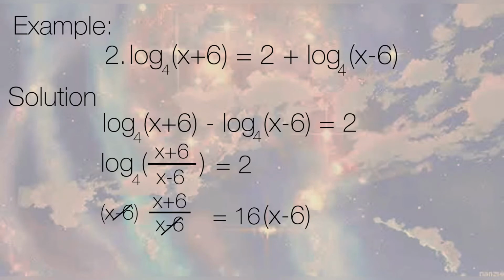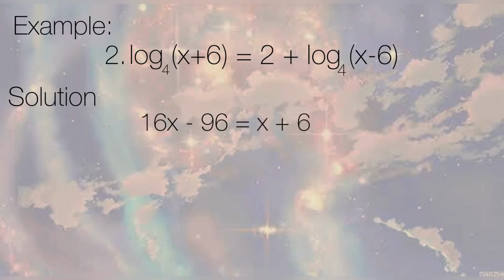Then multiply x - 6 to 16. So it will become 16x - 96 is equal to x + 6. Then exchange the place of 96. So it will become 16x - x is equal to 96 + 6.